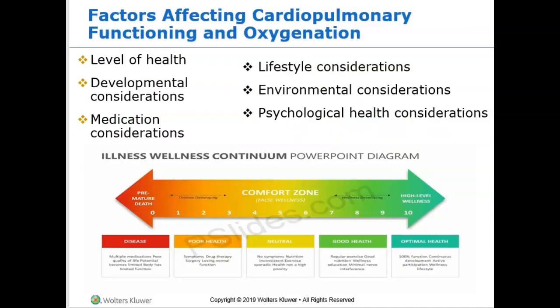Remember to look at the boxes and review the focus on the older adult sections of your book to ensure you understand how age affects each organ's functional decline. Factors affecting cardiopulmonary function and oxygenation include the patient's current level of health, developmental considerations, medication considerations, lifestyle considerations, environmental considerations, and also the patient's psychosocial health considerations. As the patient's personal fitness improves, their body becomes more efficient at getting oxygen into the bloodstream and transporting it to the working muscles.